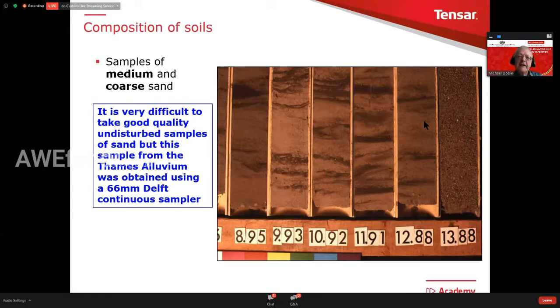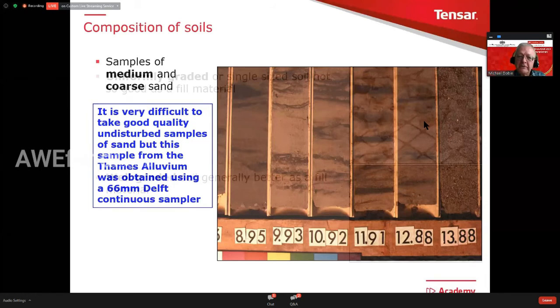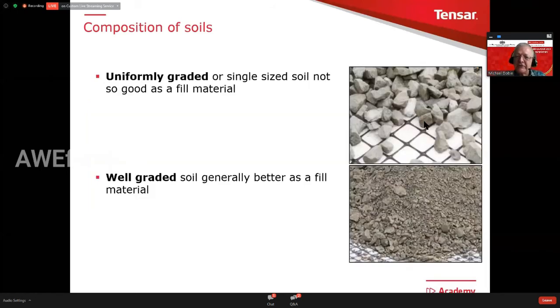So another terminology now, uniformly graded. We use that term when the particles all have much the same size, like we had on the beach in Lombok. This particular picture shows a railway ballast, which is a man-made aggregate. But if you have single-sized materials, they're not very good as fill materials. The other picture at the lower half of this slide is a well-graded soil, where we go from fine soils all the way up to coarse ones. And generally, well-graded soils are much better as fill materials.